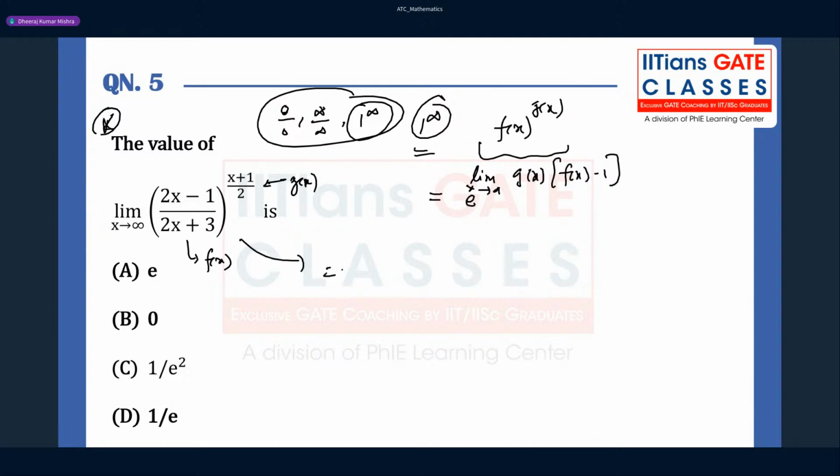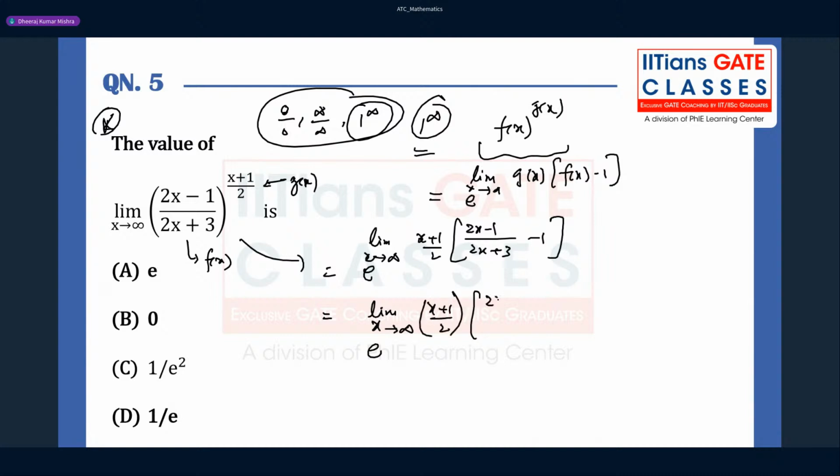So we can do it here. The limit is nothing but x tending to infinity, e raised to power limit x tending to infinity, g of x is nothing but (x plus 1) by 2, and f of x is nothing but (2x minus 1) by (2x plus 3) minus 1. Now you can just manipulate this further. It is nothing but limit x tending to infinity e raised to power (x plus 1) by 2 times (2x minus 1 minus 2x minus 3) by (2x plus 3). I believe this is fine for all.